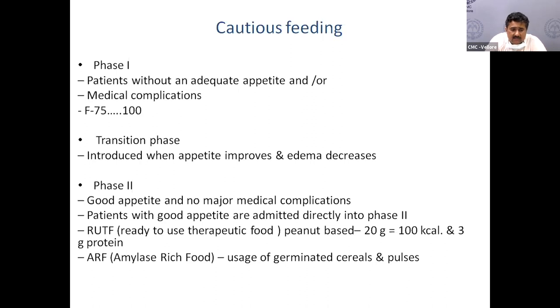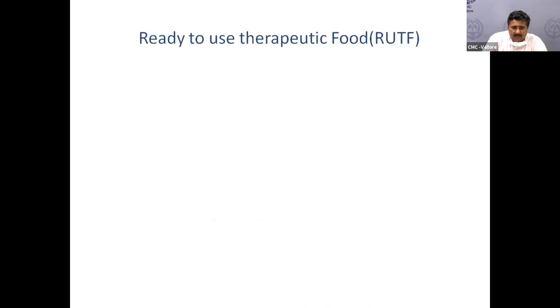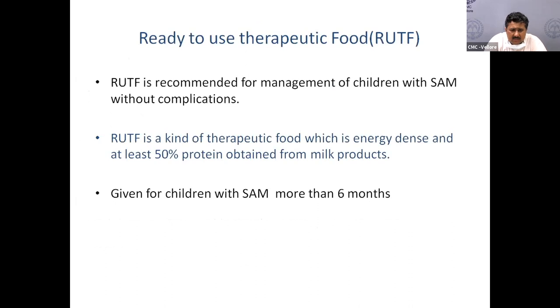Later, when there is a good appetite and the medical complications are well managed, we start with ready to use therapeutic food. Ready to use therapeutic food is a kind of therapeutic food which is energy dense and at least 50% protein obtained from milk products, given for children more than 6 months of age.